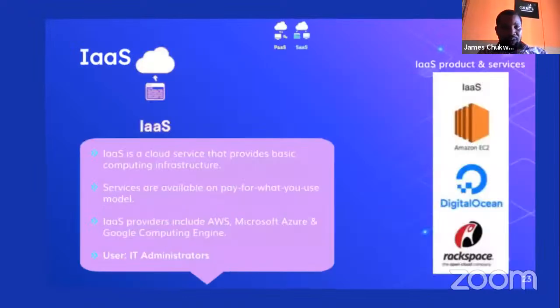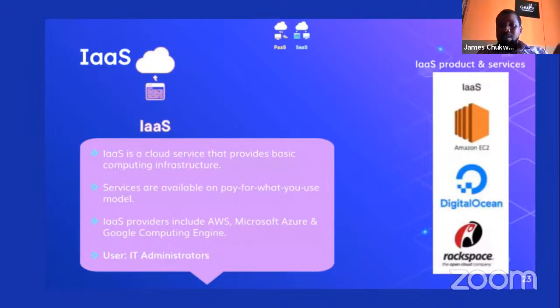Infrastructure as a service is a cloud service that provides basic computing infrastructure. Services are available on a pay-for-what-you-use model. Infrastructure as a service providers include AWS, Microsoft Azure, Google Compute Engine. Most of the users of this sort of infrastructure as a service are usually IT administrators.